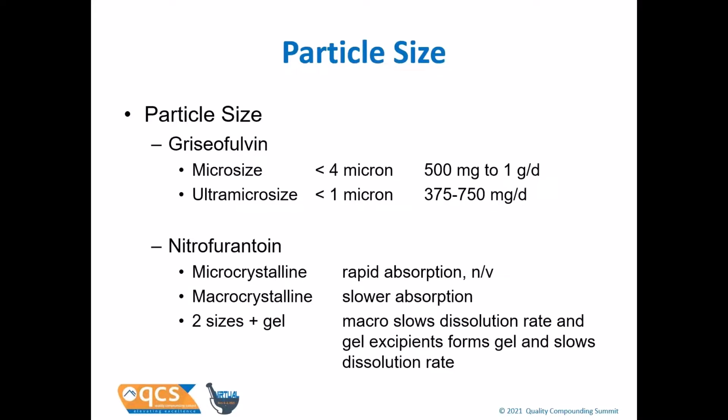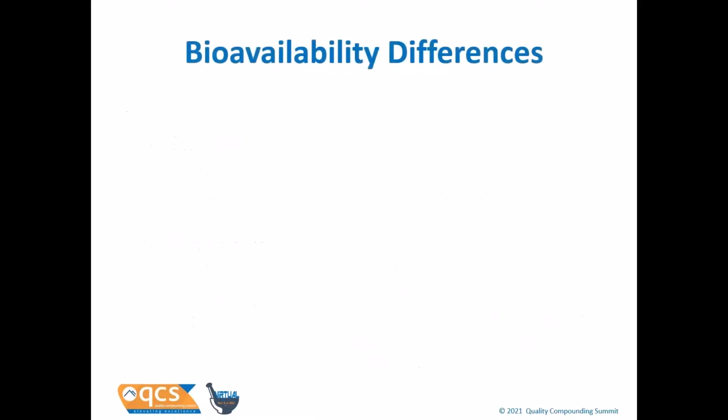They came out with another one, which had 2 particle sizes of the nitrofurantoin and a gel. The macro size slowed the dissolution rate, and the gel excipients in the tablets or the capsule formed a gel and slowed down the dissolution rate of the powder. So here are 2 pharmaceutical principles that were used in order to minimize the nausea and vomiting that occurred from the very rapid dissolution and absorption of the drug.